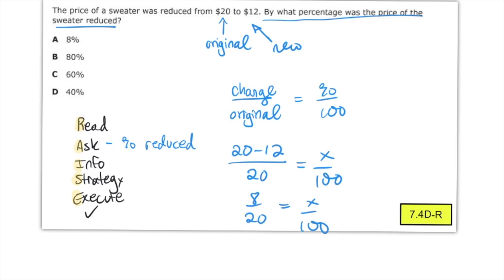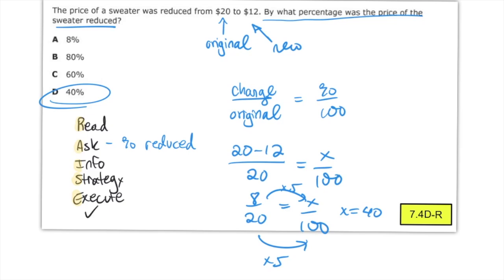Looking at my relationships between these two ratios, I see that 20 times 5 is 100. So 8 times 5 is going to be x, and that's 40. 8 times 5 is 40. So the price of the sweater was reduced by 40%.